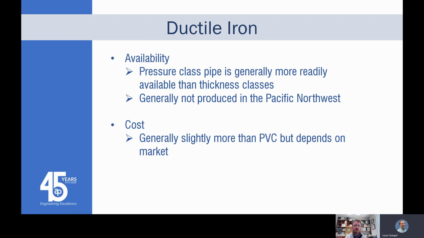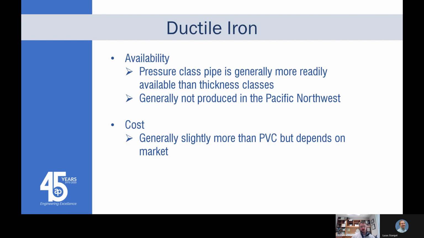Right. Perfect. So as far as availability, you have different pressure class pipe, and it's generally more readily available than thickness classes. This has changed a little bit throughout the past, but some folks talk about pressure class, some folks talk about thickness class. If you hear somebody talk about class 51 or class 52 ductile iron, that's a thickness class. I don't think pipe suppliers or manufacturers produce and talk so much in thickness classes as they do pressure classes anymore.